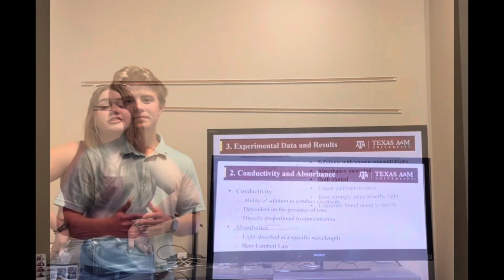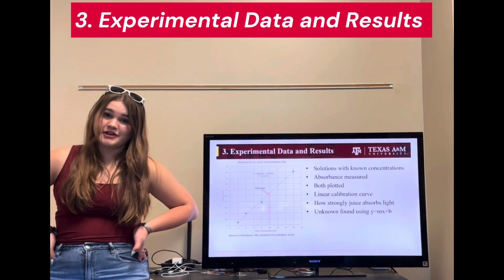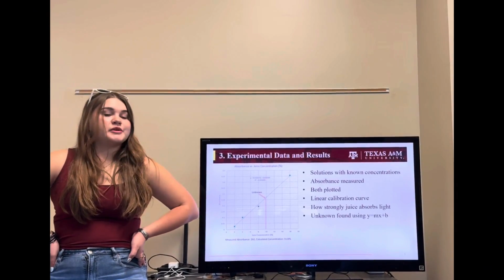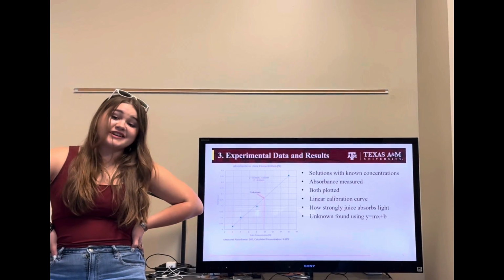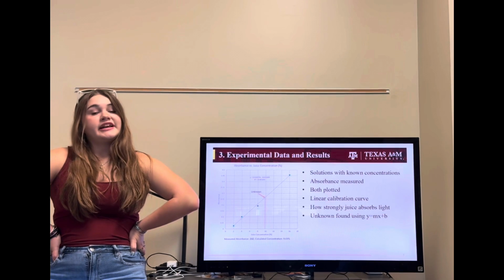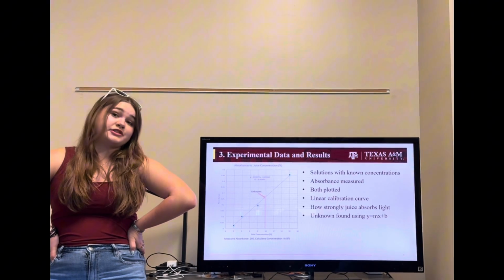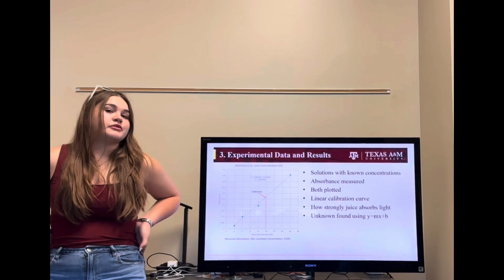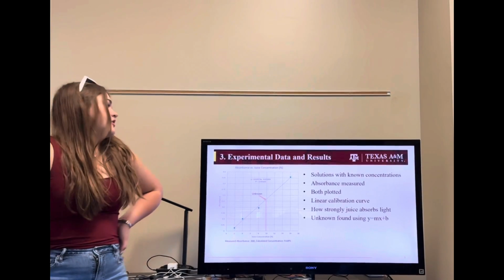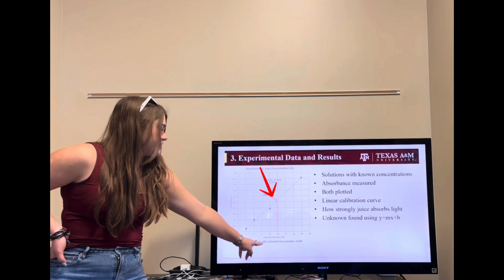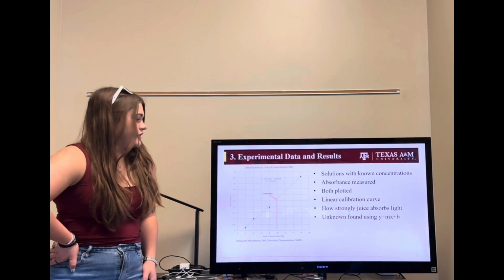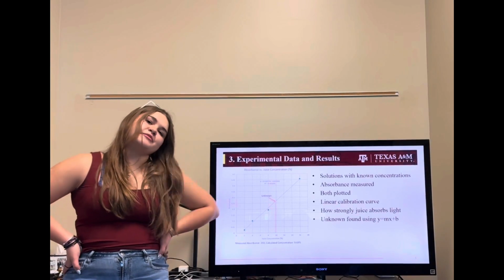solution. We took our solutions with known concentrations and measured the absorbance. And then we plotted the absorbance on the y-axis and our known concentrations on the x-axis. This created a linear calibration curve, which we were able to use to figure out our unknown concentration of the juice. Our unknown concentration falls right here, as our measured absorbance is 260, and our calculated concentration is 9.69%.